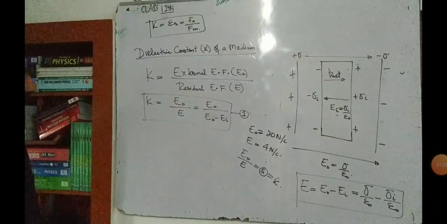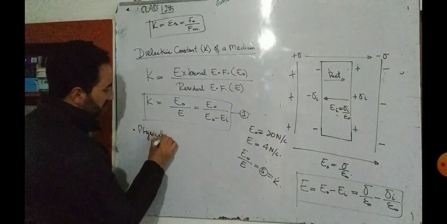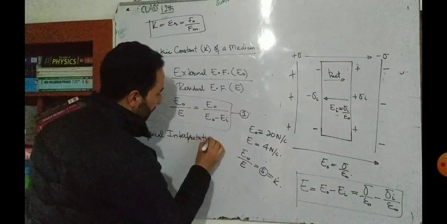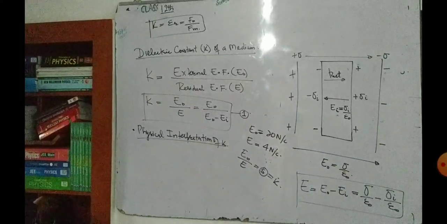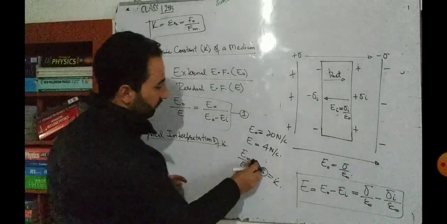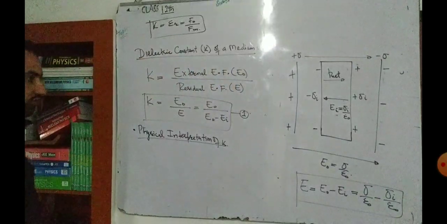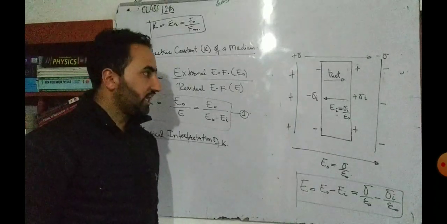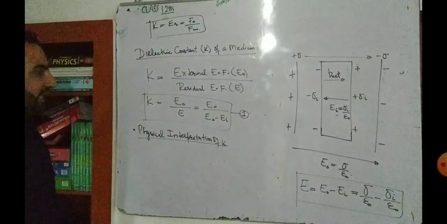So equation number first. यहाँ लिखो आप physical interpretation of K. Write down physical interpretation of K. So write down physical interpretation of K is that value of K is a measure of how much electric field weakness, how much electric field weakness in presence of dielectric.